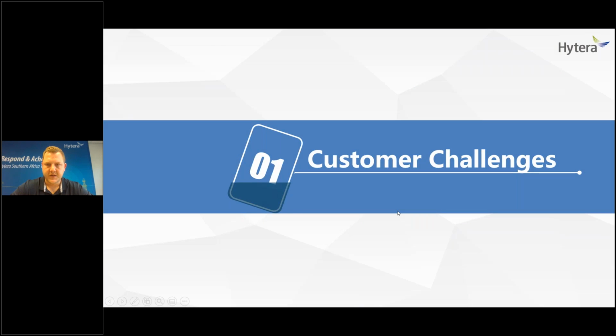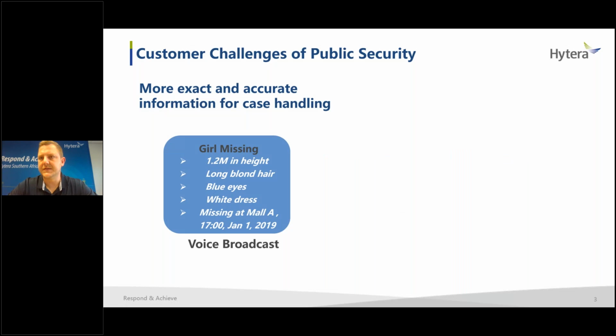Let's start. One of the challenges normally would be, let's say, in a scenario where there's a missing child. If you only have a narrowband device, you would have to either communicate it verbally over the radio network, or you could do it via a text message. For example, there's a missing girl, she's 1.2 meters tall. She's got blonde hair, blue eyes. She's wearing a white dress, and she went missing at the mall at 5 o'clock. Based off this description, the person would then have to try and look for this missing child.